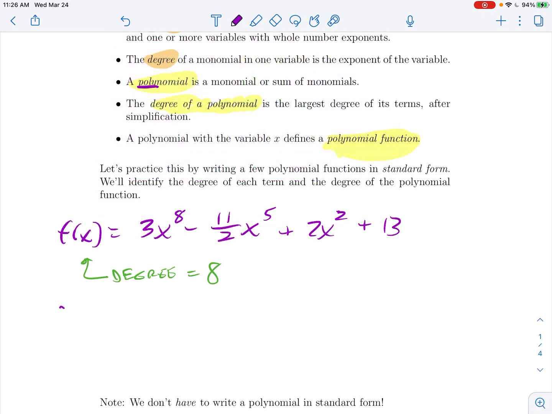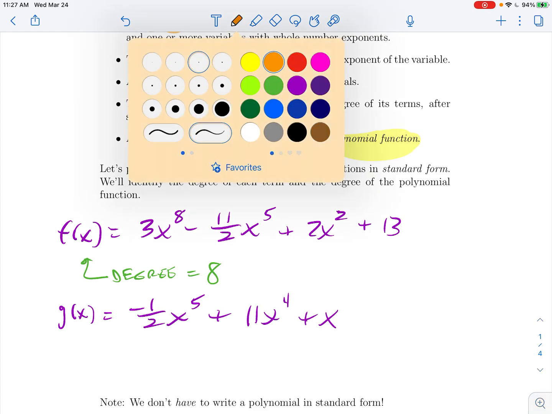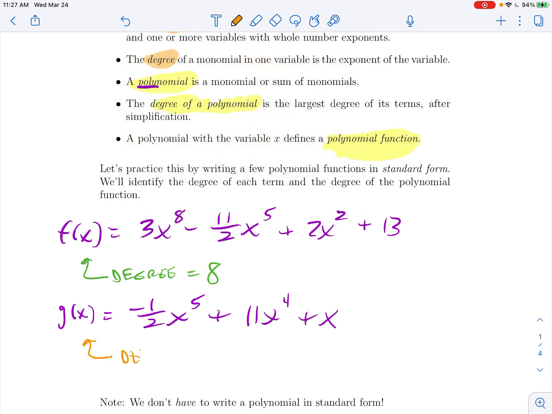I could have a different polynomial function, negative 1/2 x to the 5th plus 11x to the 4th plus x. 3 monomials added together give us a polynomial. Degree 1, degree 4, degree 5. We would say that overall, this polynomial has degree 5.